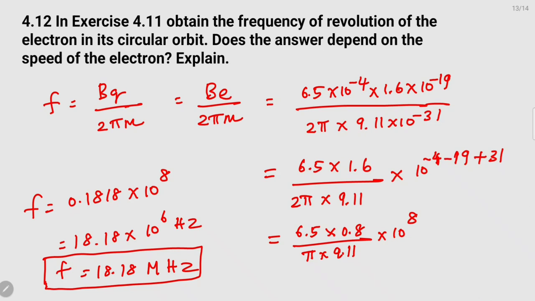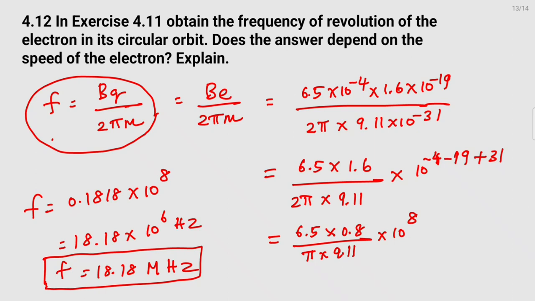There is one more question also. Does the answer depend on the speed of the electron? So what's your guess? Look at the formula of frequency. You don't find speed in this formula. It only depends on the magnetic field strength, and then the charge, then the mass. So speed is irrelevant. It does not depend on the speed of the electron.